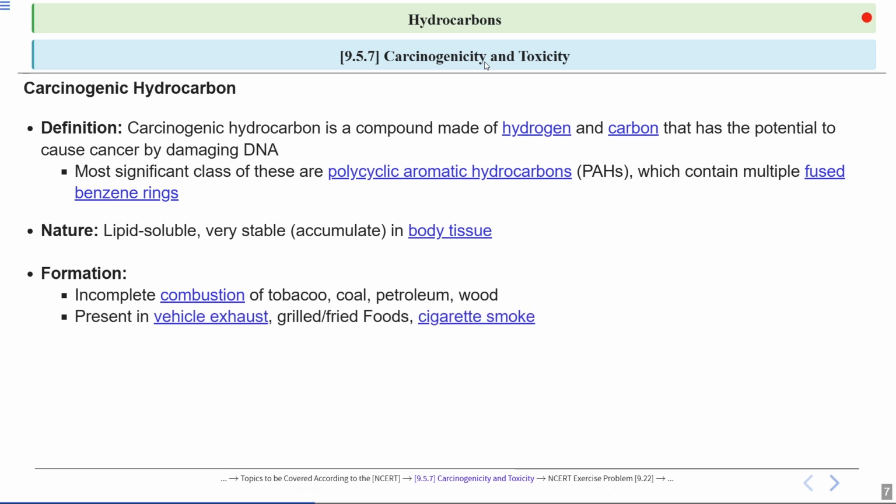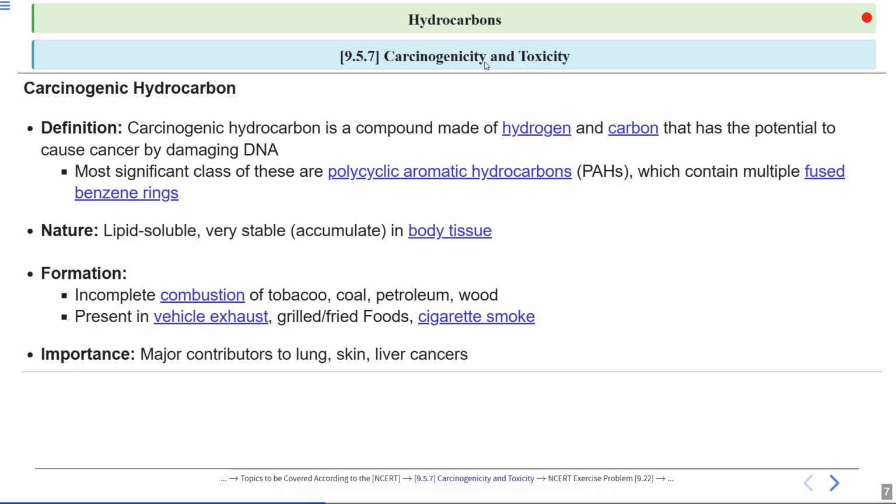Besides combustion, these hydrocarbons are also present in vehicle exhaust, grilled or fried foods, and especially in cigarette smoke. Everyday activities like cooking or being near traffic can expose us to these compounds, so it is important to be aware of these sources. Finally, let us discuss why this topic matters.